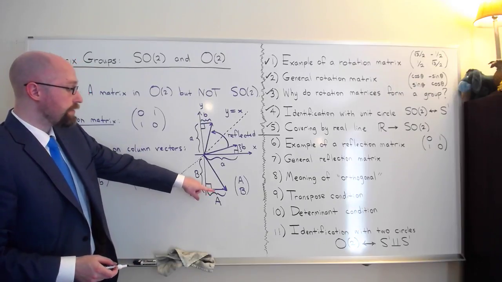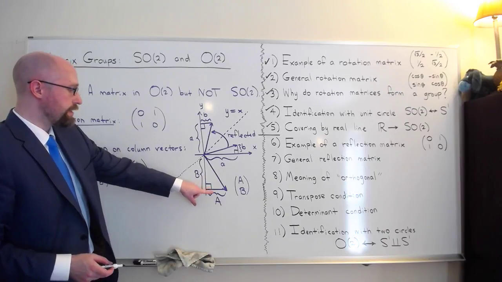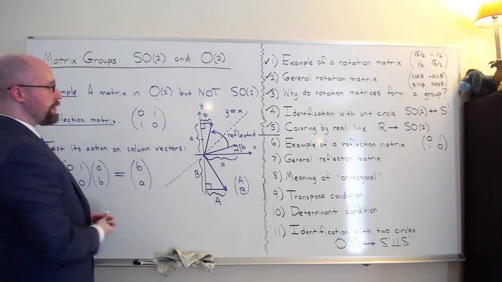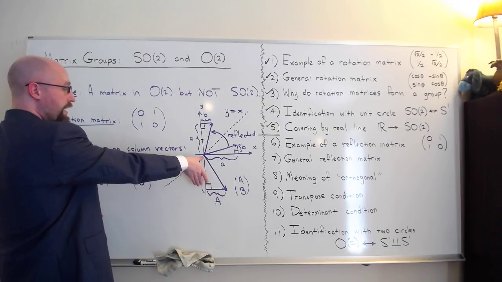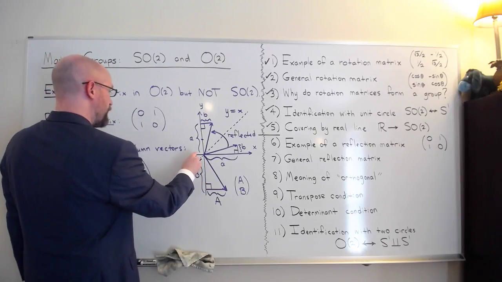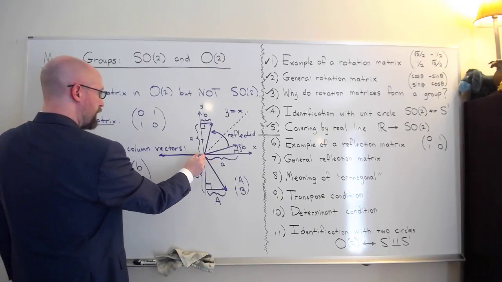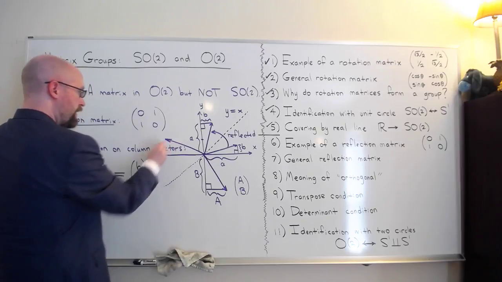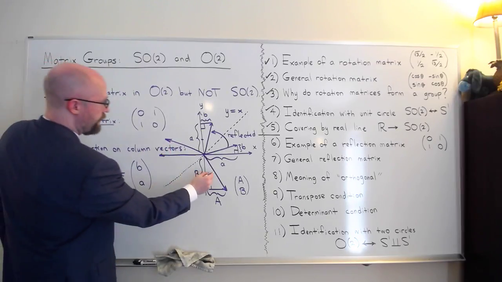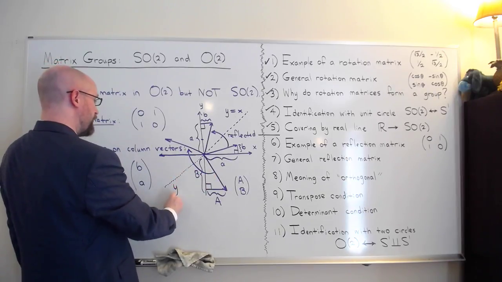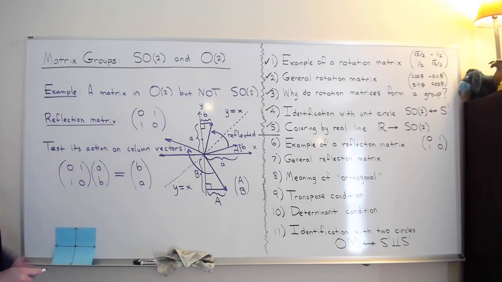So now, instead of the x component being big A, now the y component is going to be big A. So that's going to go up to about here. And then instead of the y component being B, now the x component is going to be B. So that's going to send it over to something like this. And you can see once again that that's a reflection. It's reflected that vector across this same line here, y equals x. So that's what the reflection matrix does.